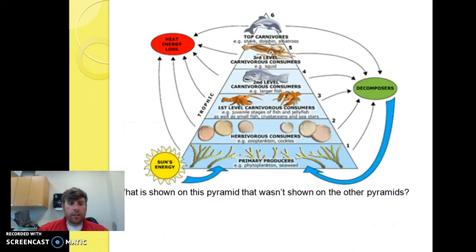Now, the last thing I want to talk about is another component here that wasn't listed on the other pyramids. Please take a look at this. On the right-hand side, there is an organism called decomposers. That was not shown on these other models. There is a very important role that decomposers play in these trophic levels. What I want you to do is critically think and look at this diagram. What are the decomposers doing? What is their importance? What would happen if we didn't have decomposers? I need you to answer that on your note sheet as well. Okay?